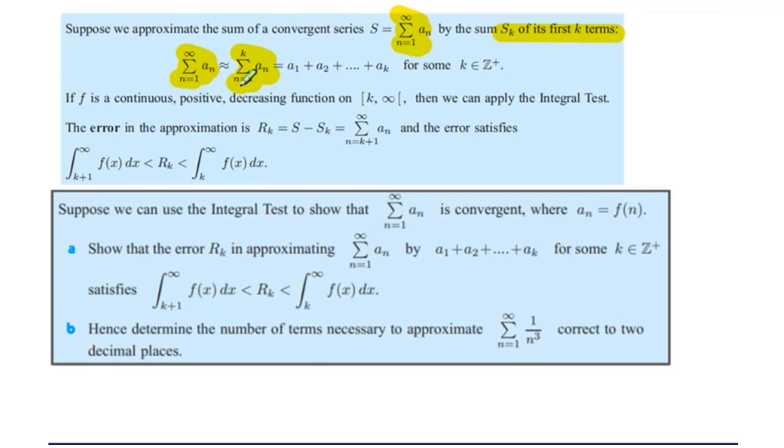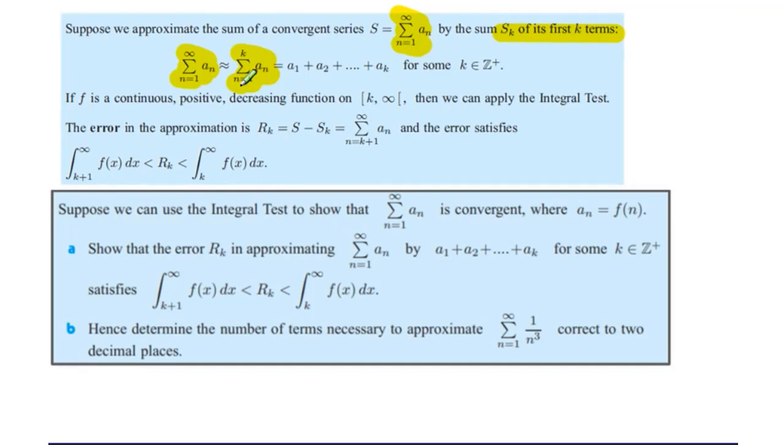Now, this won't always be true. Certain conditions need to be satisfied in order for this to be reasonably accurate. And obviously, it should go without saying that the more terms you have in the approximate sum, the more accurate your approximation is going to be.